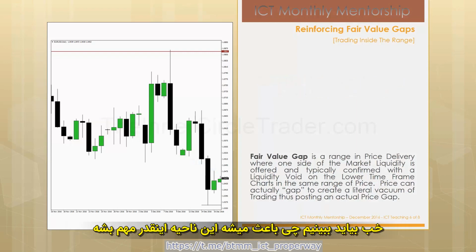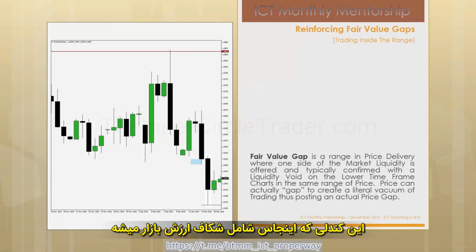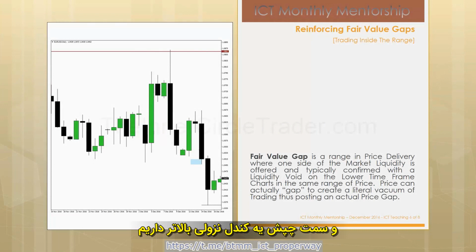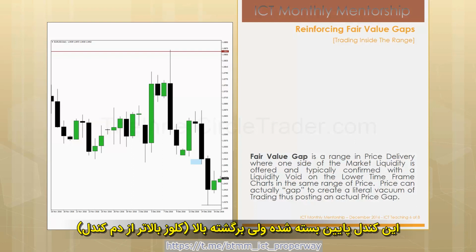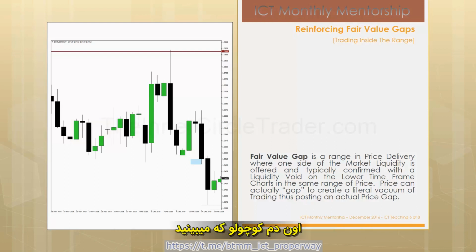So let's take a look at what makes that gap so significant. As you can see here, the candle to the left of the down candle we're looking at that comprises the fair value gap, that's this candle here. Okay, and to the left of that, we have the higher bearish candle, and I'm drawing attention to the fact that it has a down close, but it's come off the low.